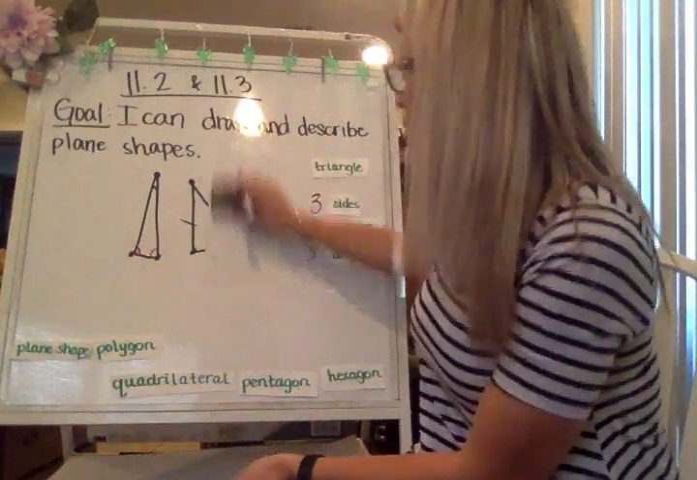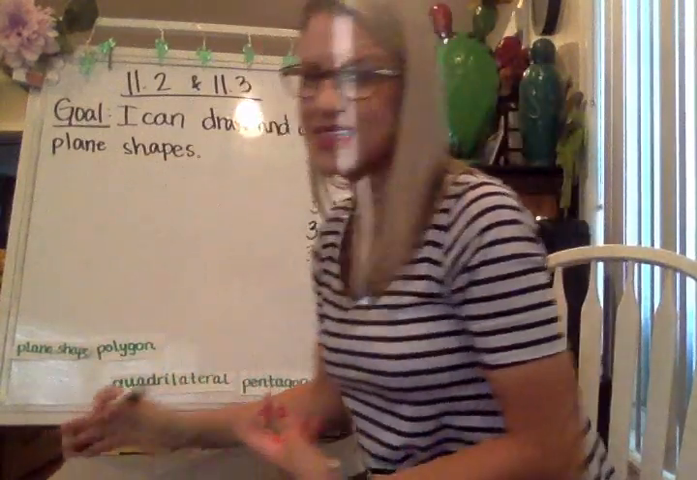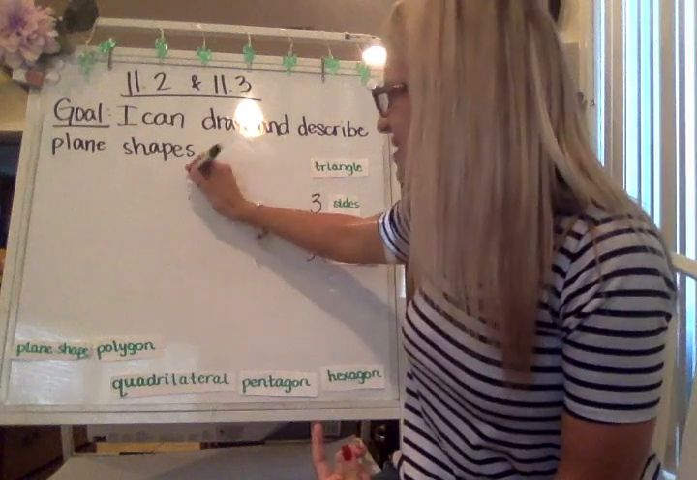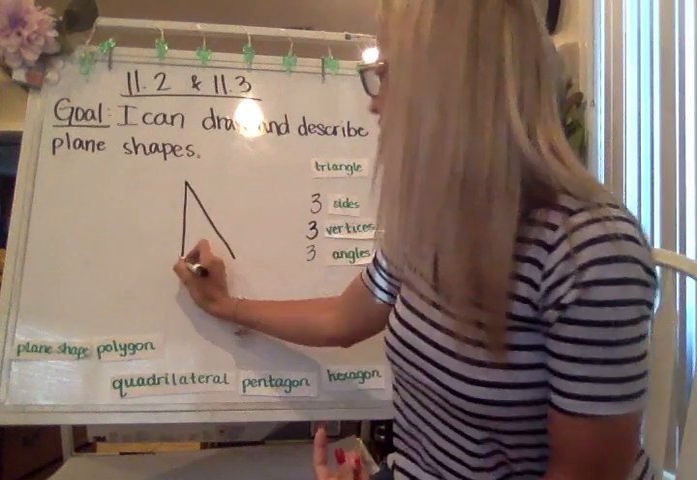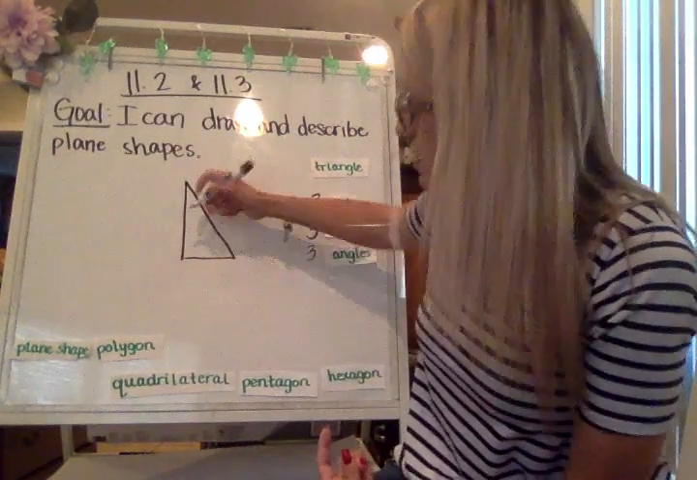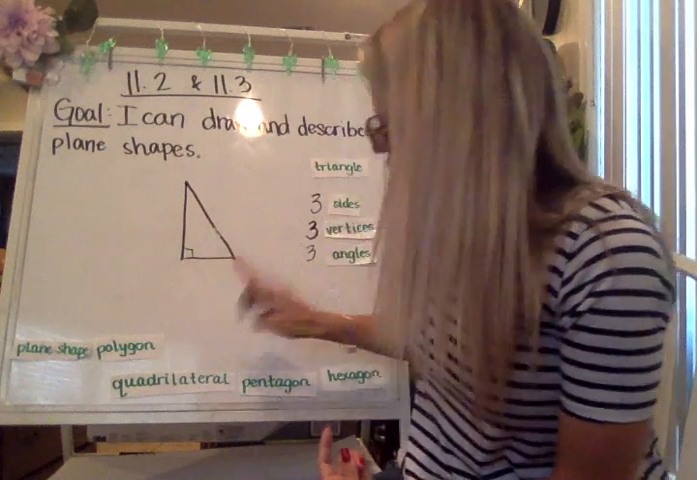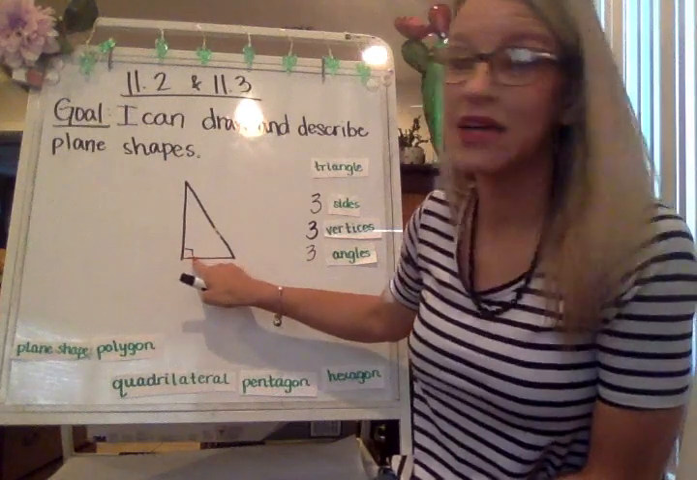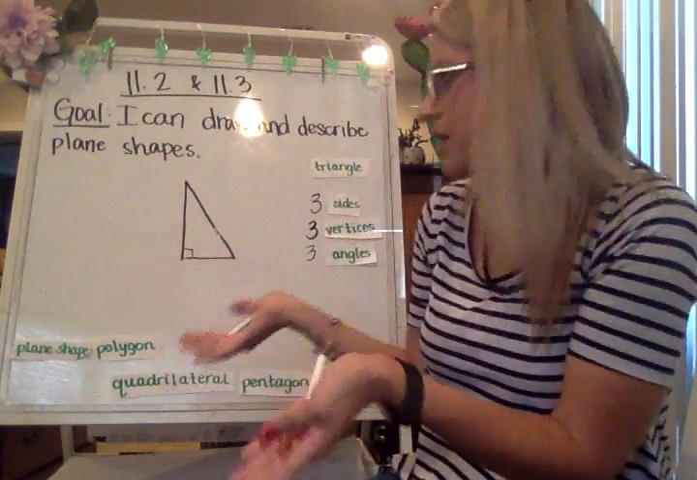Something important I want you to know is that, yes, they all have three angles, but sometimes some triangles can have a different size of an angle. So I want you to look over here. This is called a right angle. I know it's a right angle because it's square.